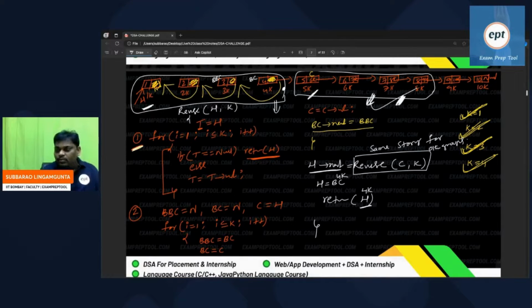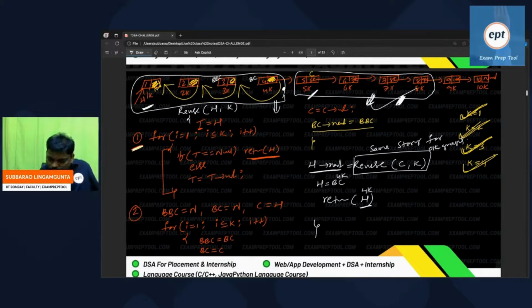Now, what is the total answer? The first person, I think, is BC. So BC will go to H's head place, return head. This is the program. Don't worry about the syntax and semantics.